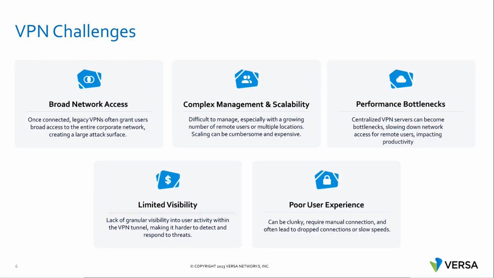So these are the five challenges which we have heard again and again in regards to VPNs. One is broad network access. Once connected, legacy VPNs often grant users broad access to the entire corporate network. It basically falls on the security teams to manage the accessibility of every user within the environment. So if you have 20 applications, you have to make sure that everything is blocked on 19 of those applications and only one gets the access. And if a person wants to open another, then you have to go that way.